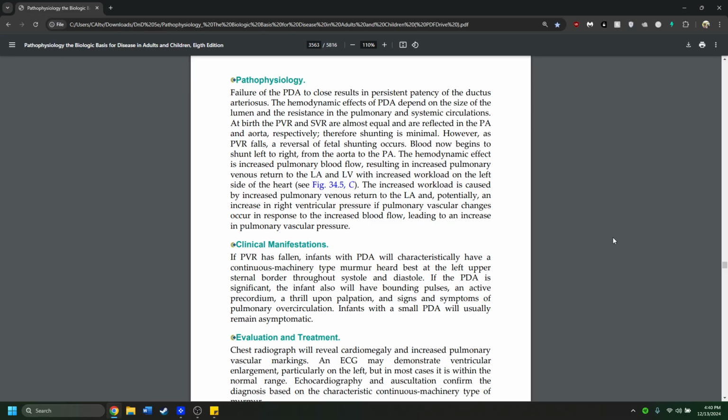resulting in increased pulmonary venous return to the LA and LV, with increased workload on the left side of the heart. The increased workload is caused by increased pulmonary venous return to the LA and potentially an increase in right ventricular pressure if pulmonary vascular changes occur in response to increased blood flow, leading to an increase in pulmonary vascular pressure.